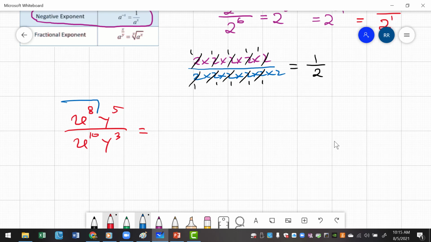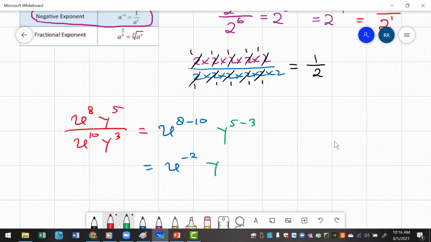So we're going to focus on here first, right? So what do we get here? We have x to the power of 8 minus 10, right? Because this is 8 and this is 10, and this is a division, the quotient rule, so you just subtract the powers. And then we get the next one here: y to the power of 5 divided by y to the power of 3, so you only need to subtract. Okay, so you get x to the power of minus 2, y to the power of 2.